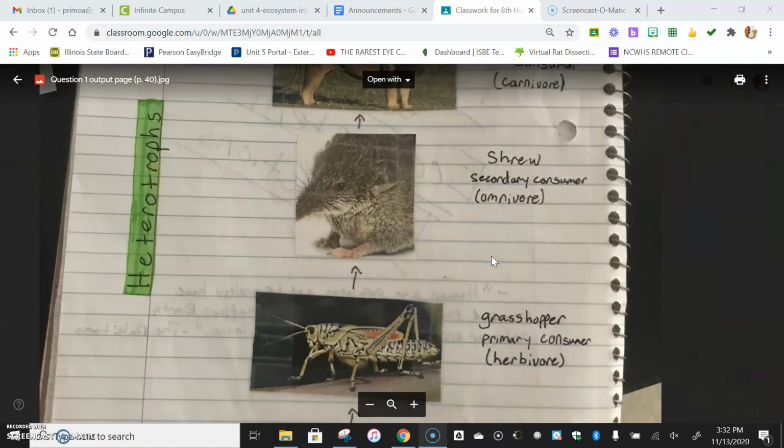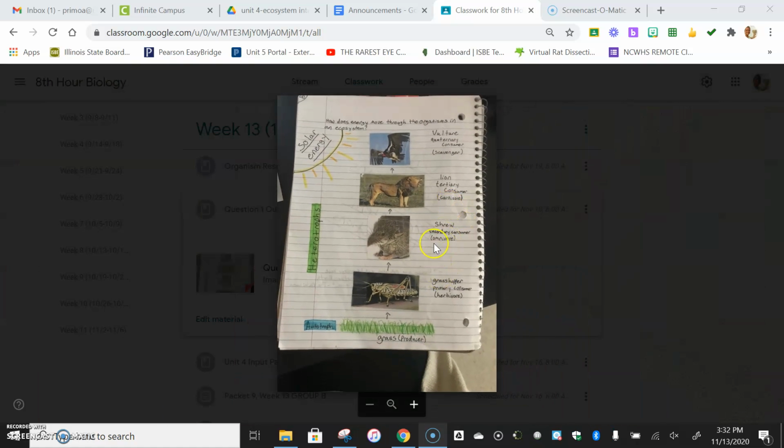Hello biology, and today I'm going to talk about your output page. Sorry, I zoomed in a little bit too much there.